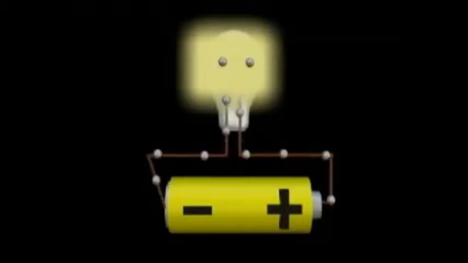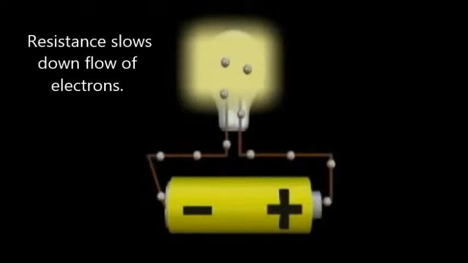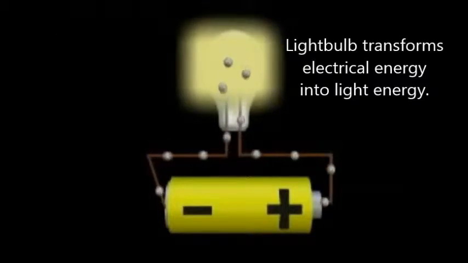Our light bulb does two things. It introduces some resistance into the circuit, reducing the flow of electrons so that the copper wires won't get hot, and it converts electrical energy into light energy.